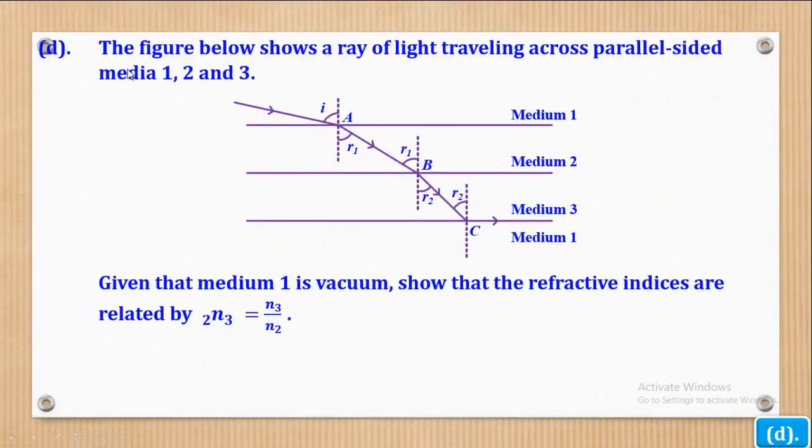So part D says, the figure below shows a ray of light traveling across parallel-sided media 1, 2, and 3, which is this. So given that medium 1 is vacuum, show that the refractive indices are related by n from 2 to 3 equal to n3 over n2.